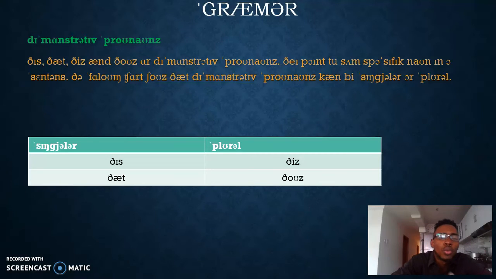In singular we have this and that. This is when we are talking about something that we have in our hands, something that we have, for example a cell phone. But when we emphasize something that is singular, it's just one.